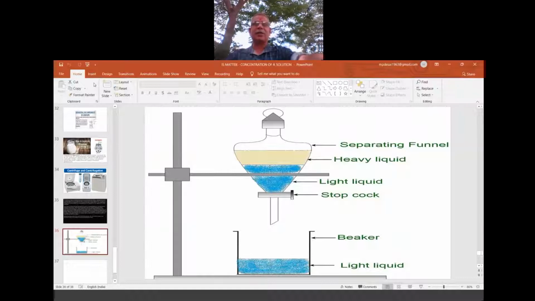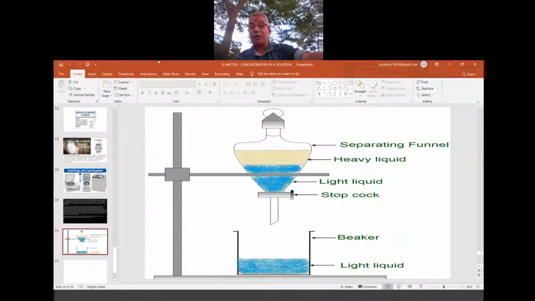Now let us come to the separating funnel, where we separate two immiscible liquids. I have given the example of kerosene and water. When these two are mixed, you can see clearly two distinct layers depending upon their densities. The one which is heavy will come down, and the one which is light will float on the surface, and you can see the boundary between the upper layer and the lower layer. Here kerosene is lighter and water is heavier, so kerosene forms the upper layer and water forms the lower layer. That is shown in the figure here.